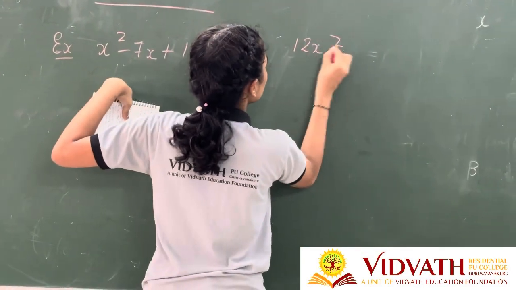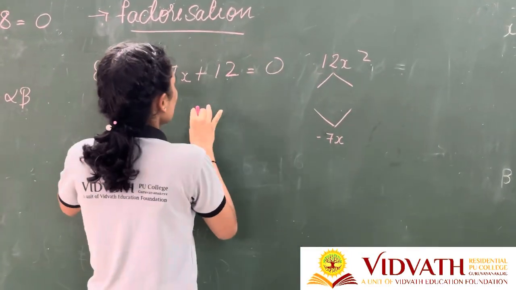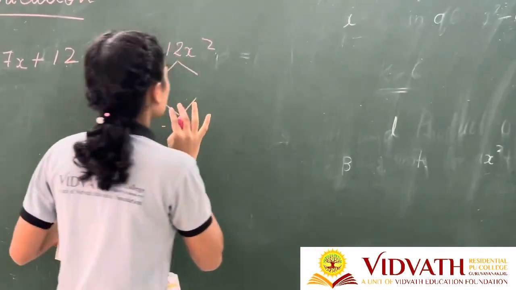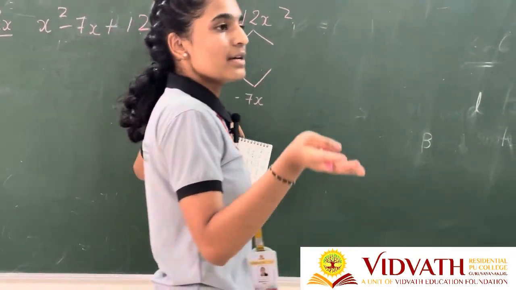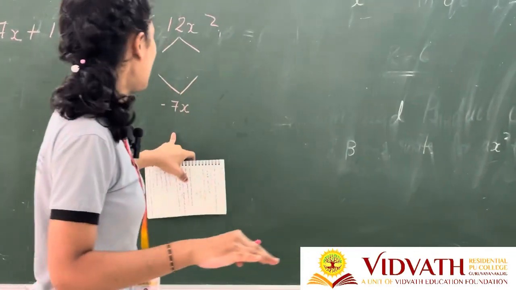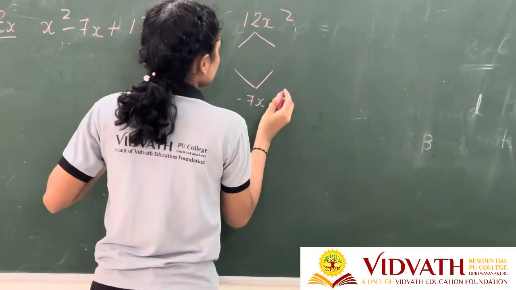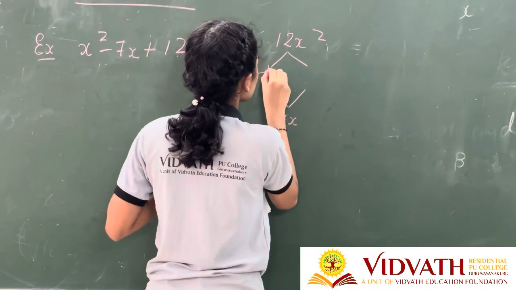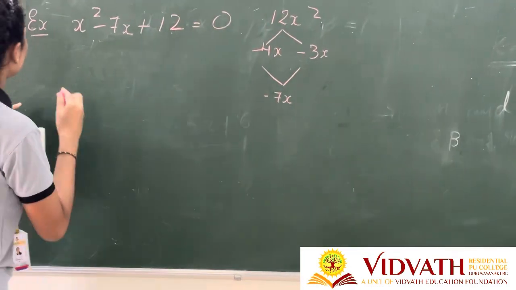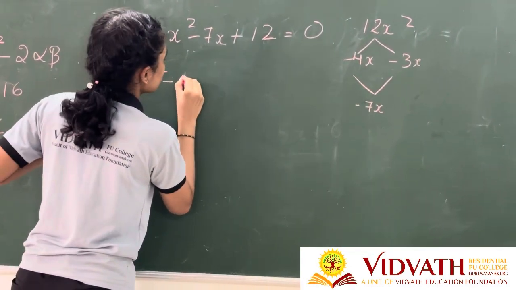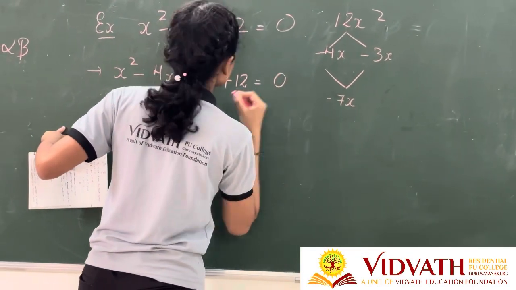So 12x square, it should give 7x. We have to choose two numbers. By multiplying those two numbers, we have to get 12x square, and by adding those two numbers, we have to get 7x. Sorry, minus 7x. Minus 4, it's minus 4x minus 3x. Okay. Then we'll solve it. X square minus 4x minus 3x plus 12 is equal to 0.